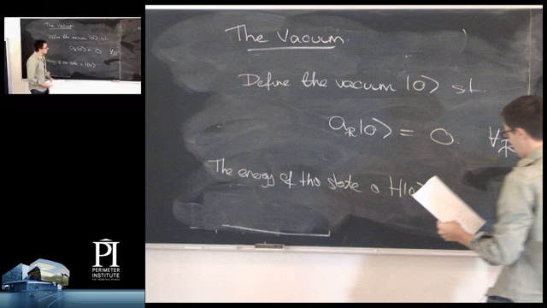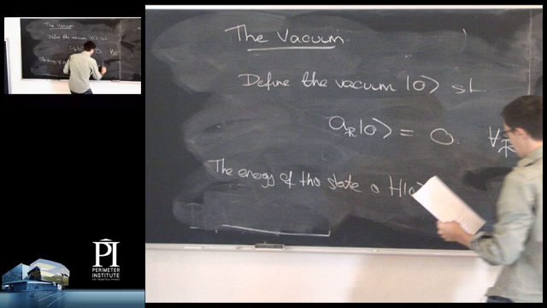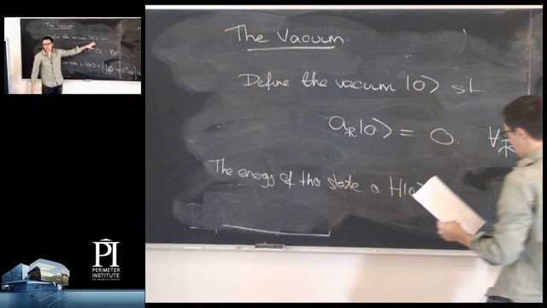So let's figure out the energy of this state. We take the Hamiltonian and act on the vacuum with it. This term kills it, but this term is a big number. Yeah, good. So this is the state of the field. It's the ground state of the field.